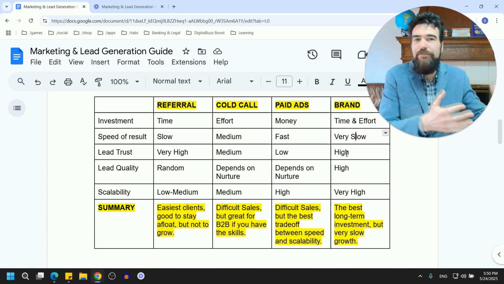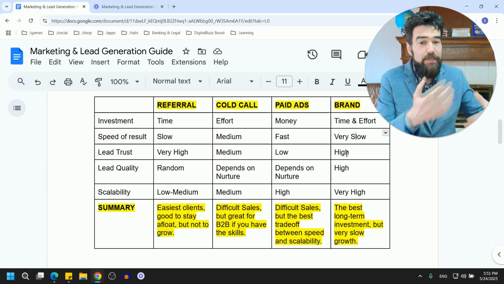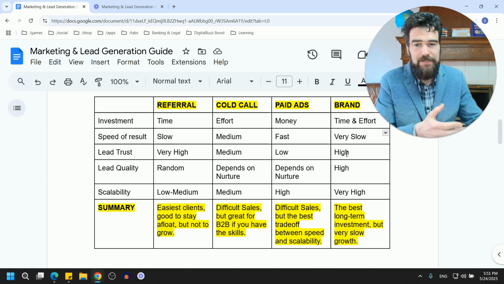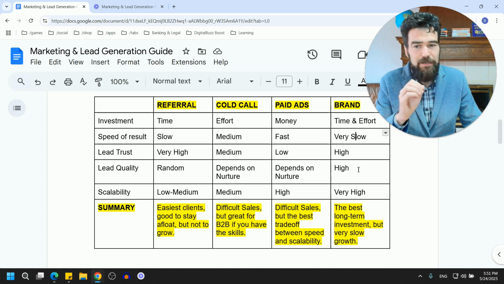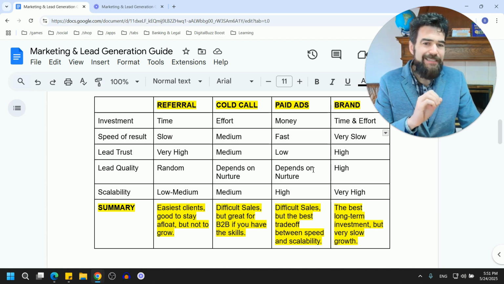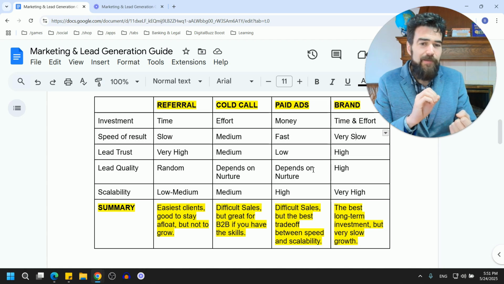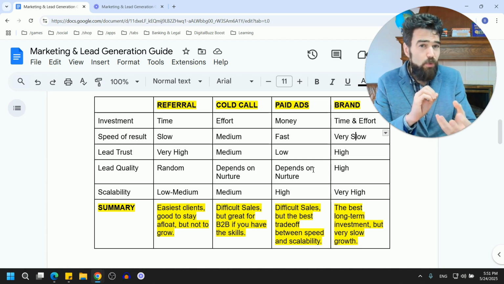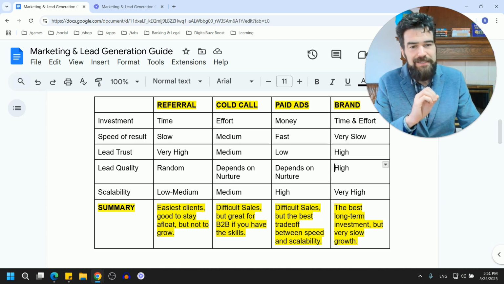You don't really need to convince them that much anymore because they've already seen your expertise. The quality of the lead is also quite high with a brand because they know you, they trust you, they like you as an expert, and sometimes the quality of paid ads can be higher because you have more control with paid ads, but the quality of the leads you get with a brand are still very, very high.